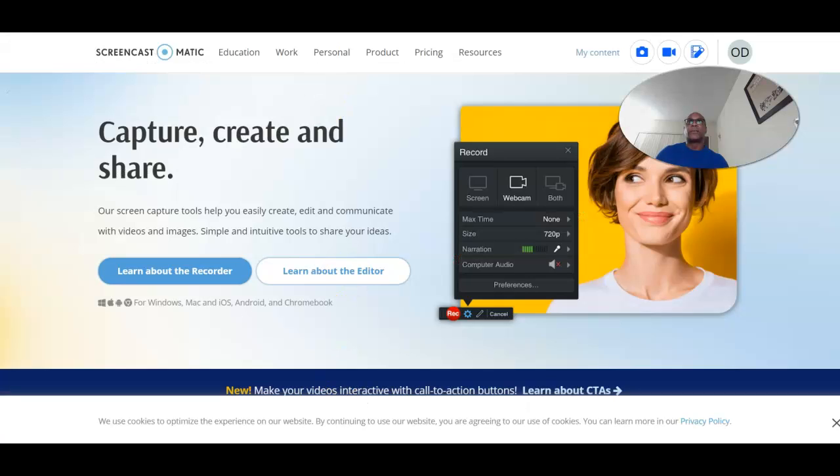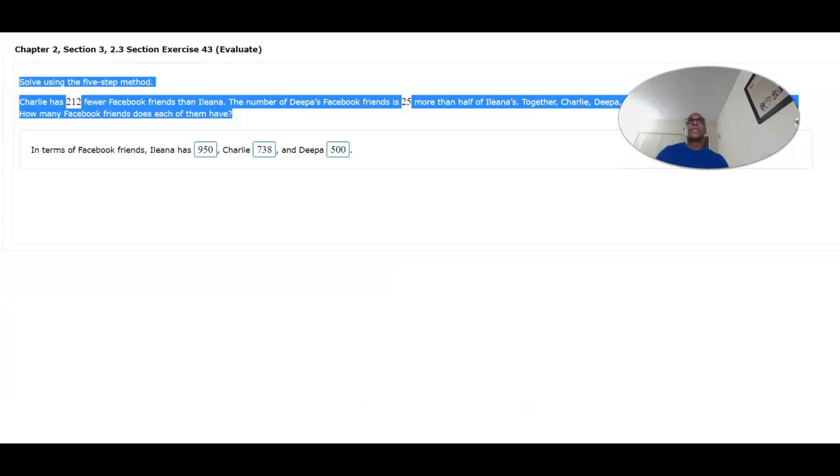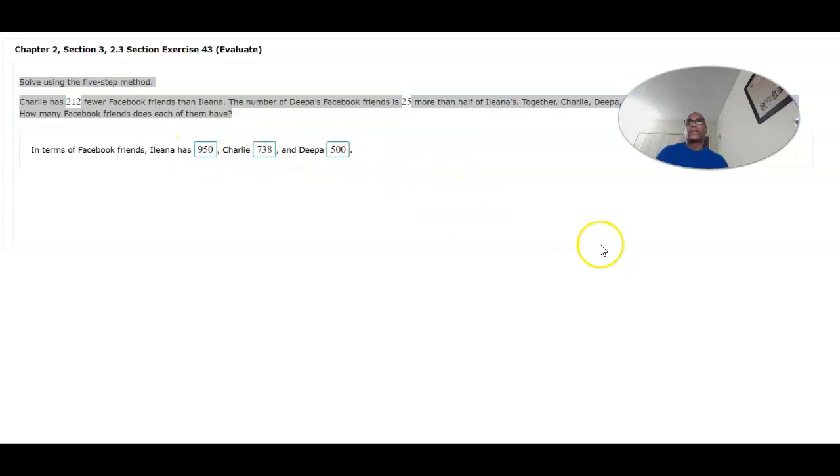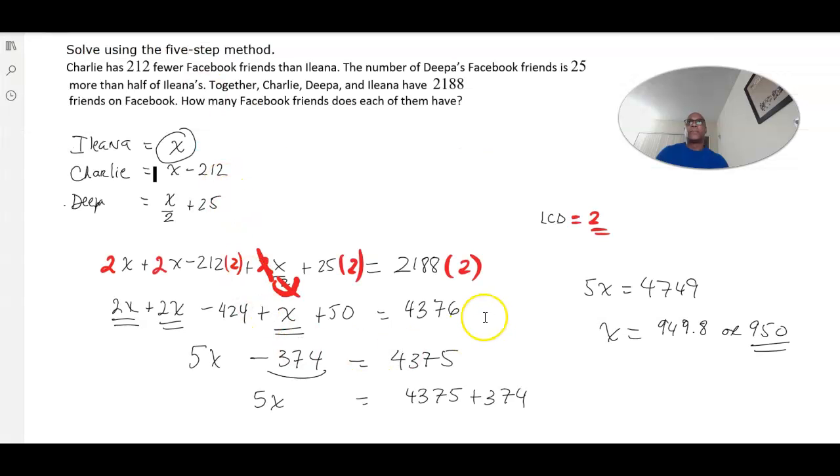Let's double check here. Eliana again 950, Charlie 738, and Deepa 500. So let's see. Yeah, it seems like that's correct. Okay, so x is 950.